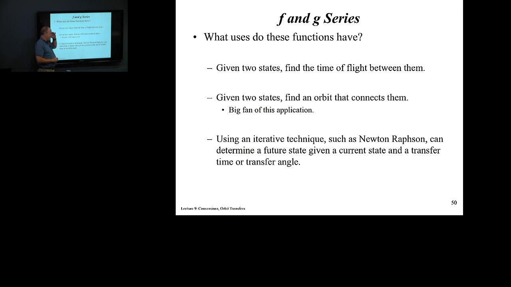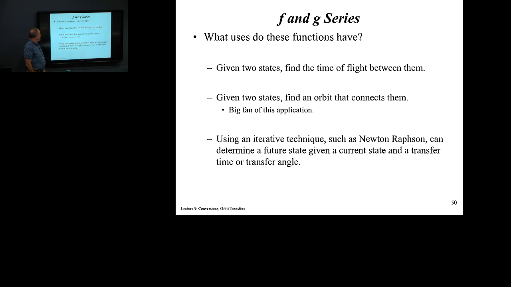That's related to something called Lambert's problem that we're going to look at later. Given two states at 2 different times, what's the orbit that goes between them? You can imagine a lot of applications for something like that, so we'll talk about that much more later. And then using an iterative technique like Newton-Raphson, you can determine a future state given the current state and a transfer time or transfer angle delta nu.